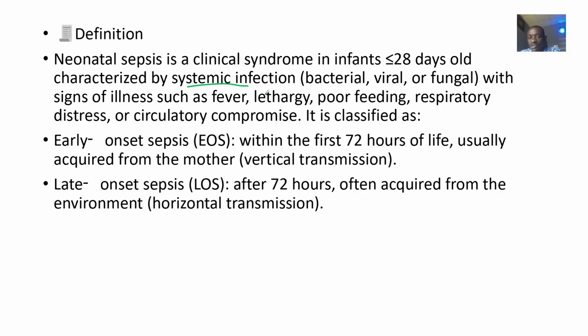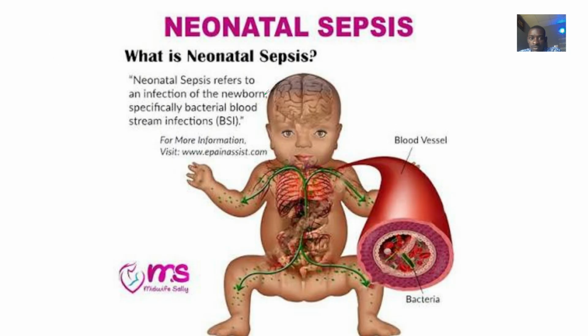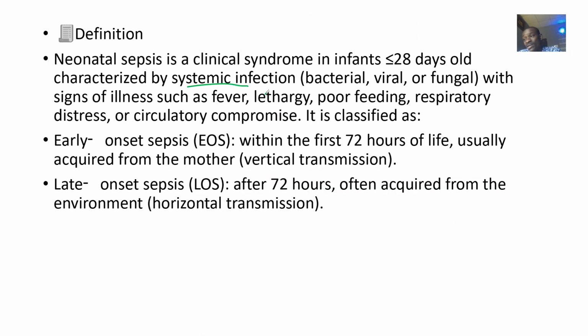There's a whole lot of signs. They didn't ask you to talk about the symptoms, so you can just fuse the symptoms into the definition to help you. You talk about the signs of fever, lethargy, poor feeding, respiratory distress, circulatory compromise. We have different types of sepsis: early onset sepsis and late onset sepsis.